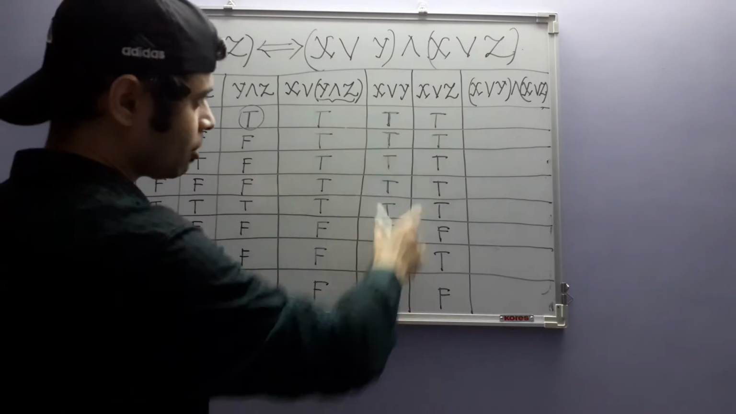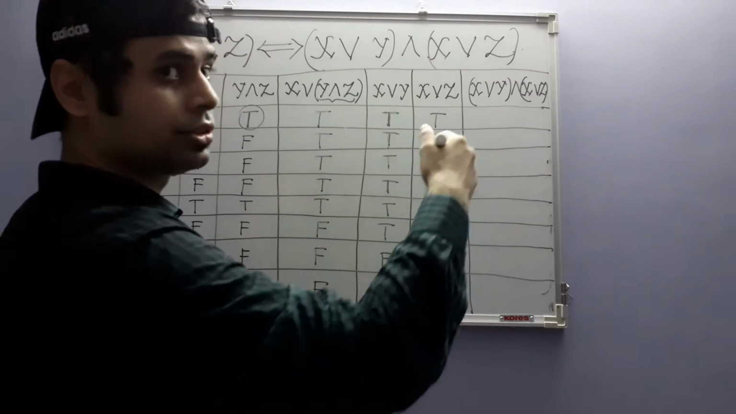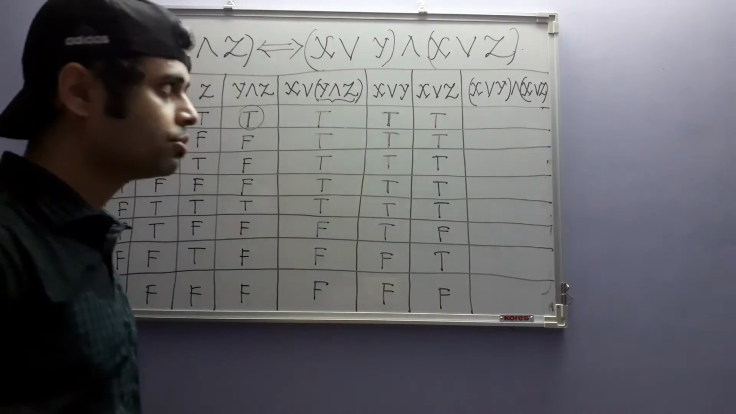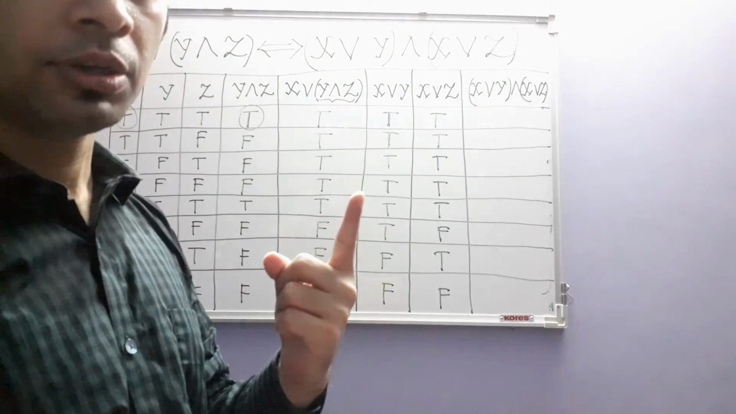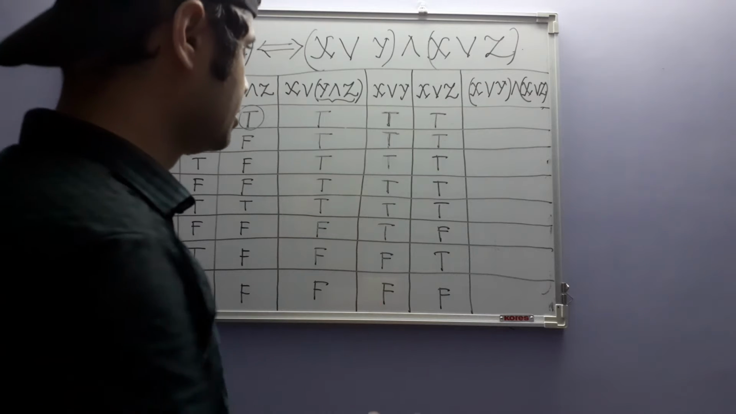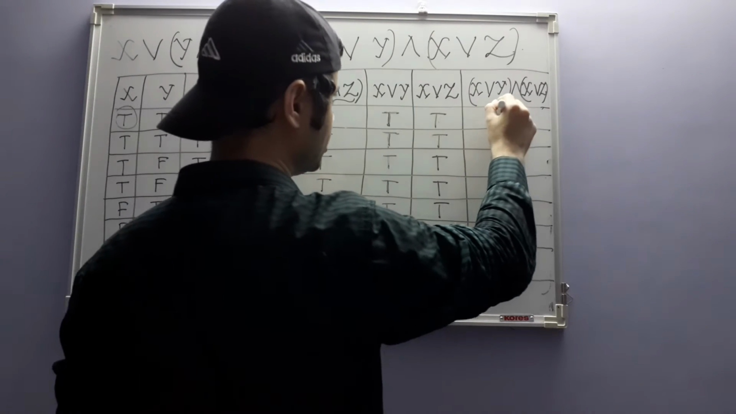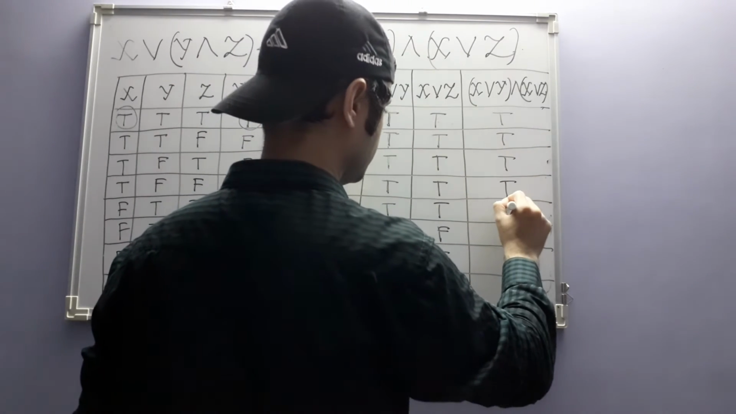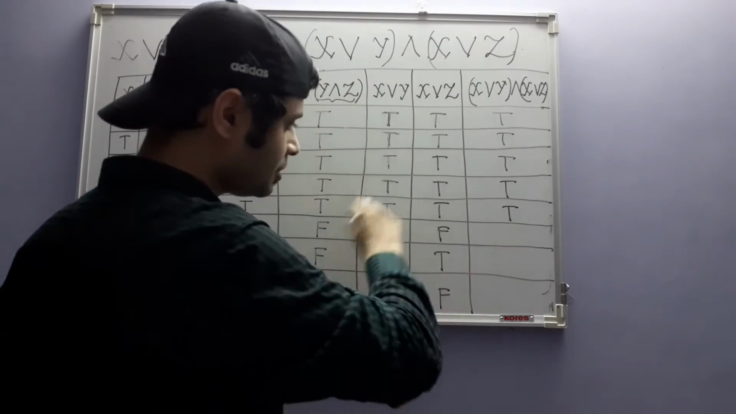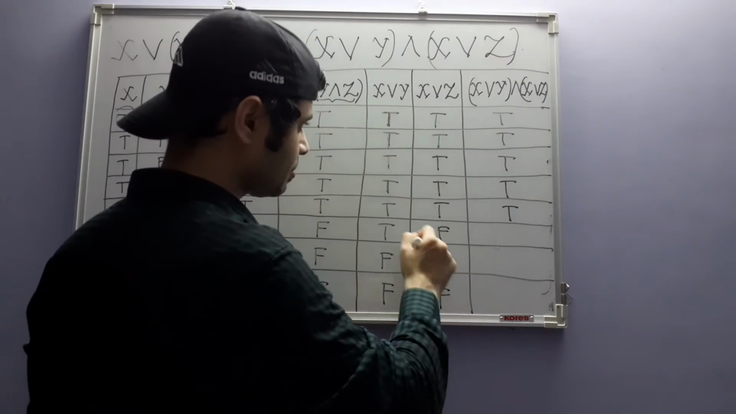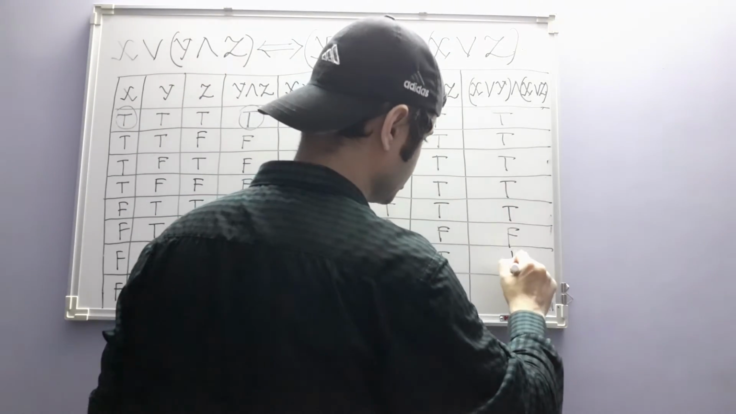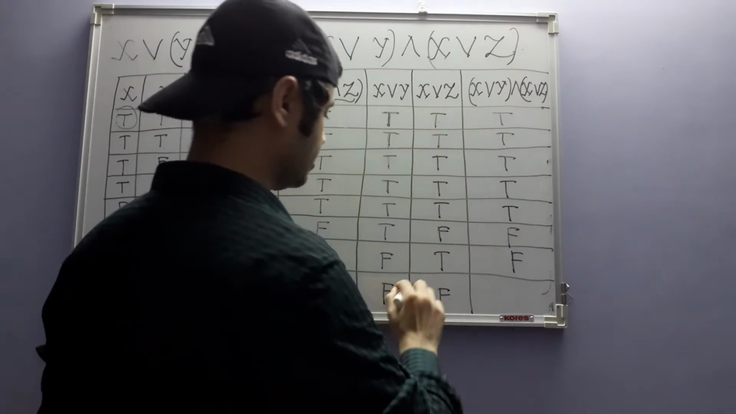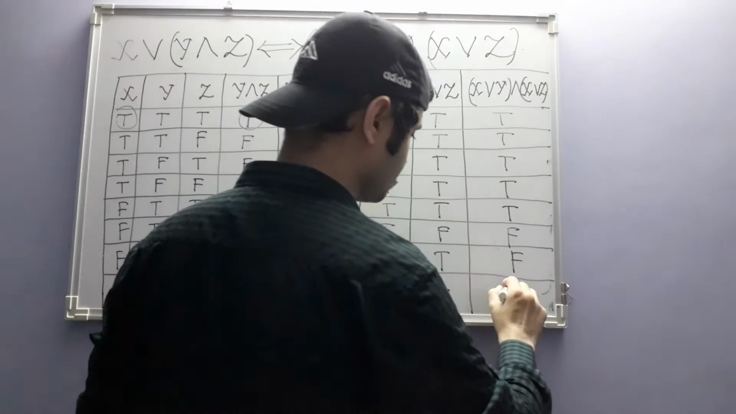Now for these two columns, we have to consider their conjunction, their AND. Now AND is true only when both the statements are true. If one of them is false, it becomes false. So both the statements are true, true, true. We have true, true, true, again true, here also true, true, true. Now one of them is false. In this case, one of them is false, so we have false. Remember, this is AND, not OR. Here both of them are false, so it's all the more false.